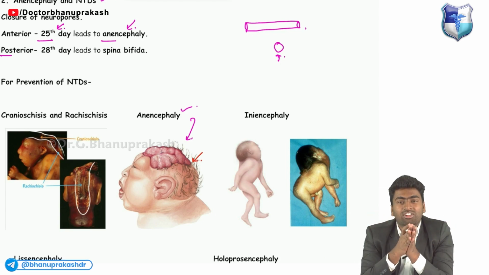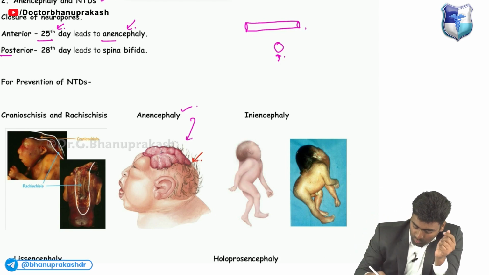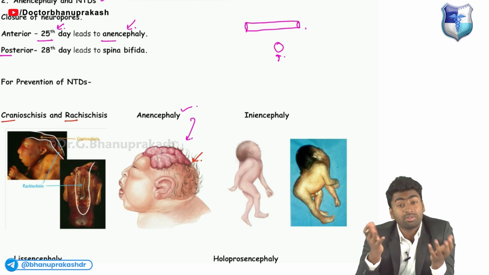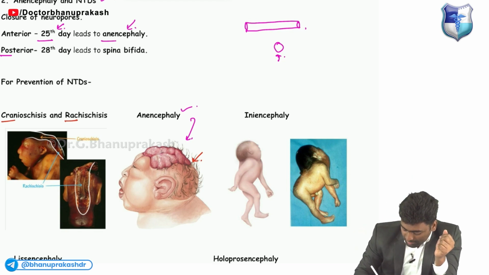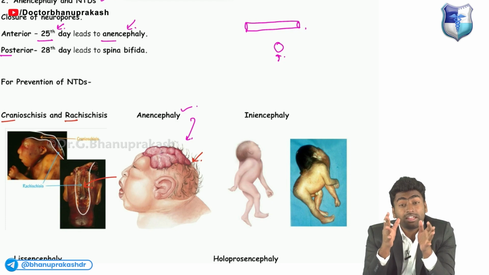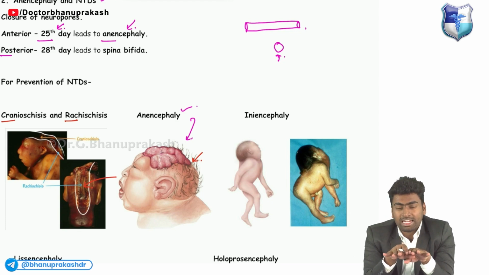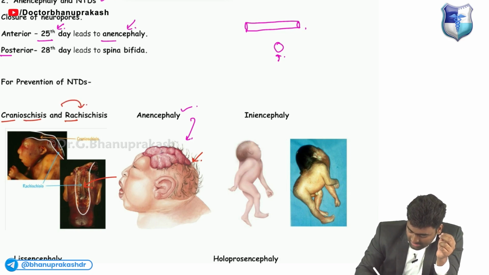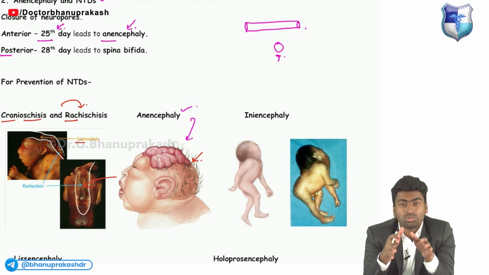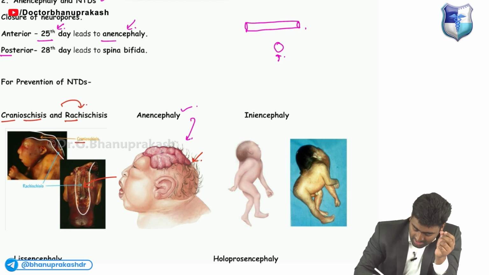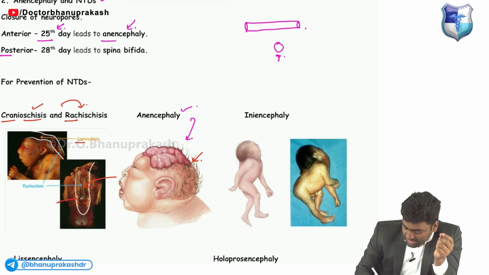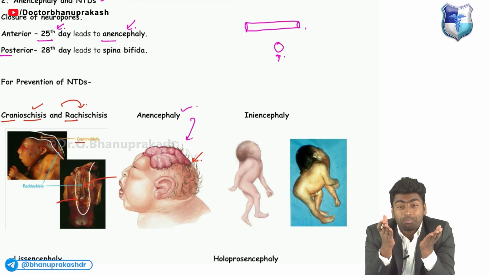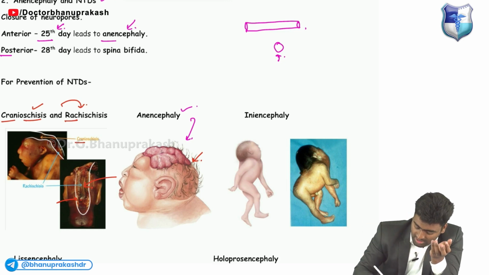So, in this the brain will be exposed to the outside. And there is one more condition which looks almost similar to anencephaly, but it happens at the midline. If there is any failure of closure at the midline level, there are two conditions. One is known as cranioschisis and the other is rachischisis. If there is no midline closure in the cranial cavity, we call it cranioschisis, whereas if there is failure of closure at the midline level in the spine, we call it rachischisis. Okay, fine. Just remember.